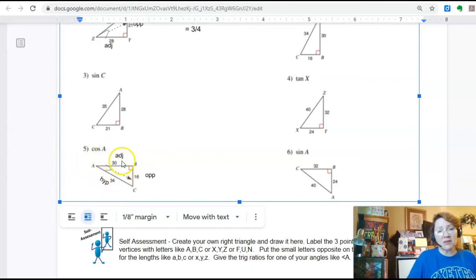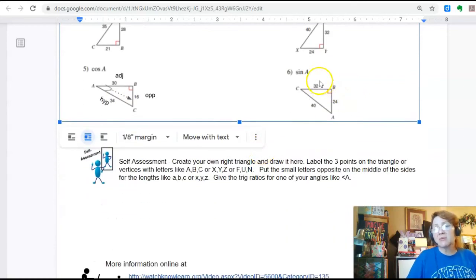So cosine would be adjacent, which is 30, over the hypotenuse, which is 34, and then I would reduce it. So if I take a look at number 6, the sine of A, I start here with A, and I look for opposite to A. Opposite to A is this 32, so I need to label that 32. This is my hypotenuse, 40, and then 24 is my adjacent. So I'm going to let you finish that.